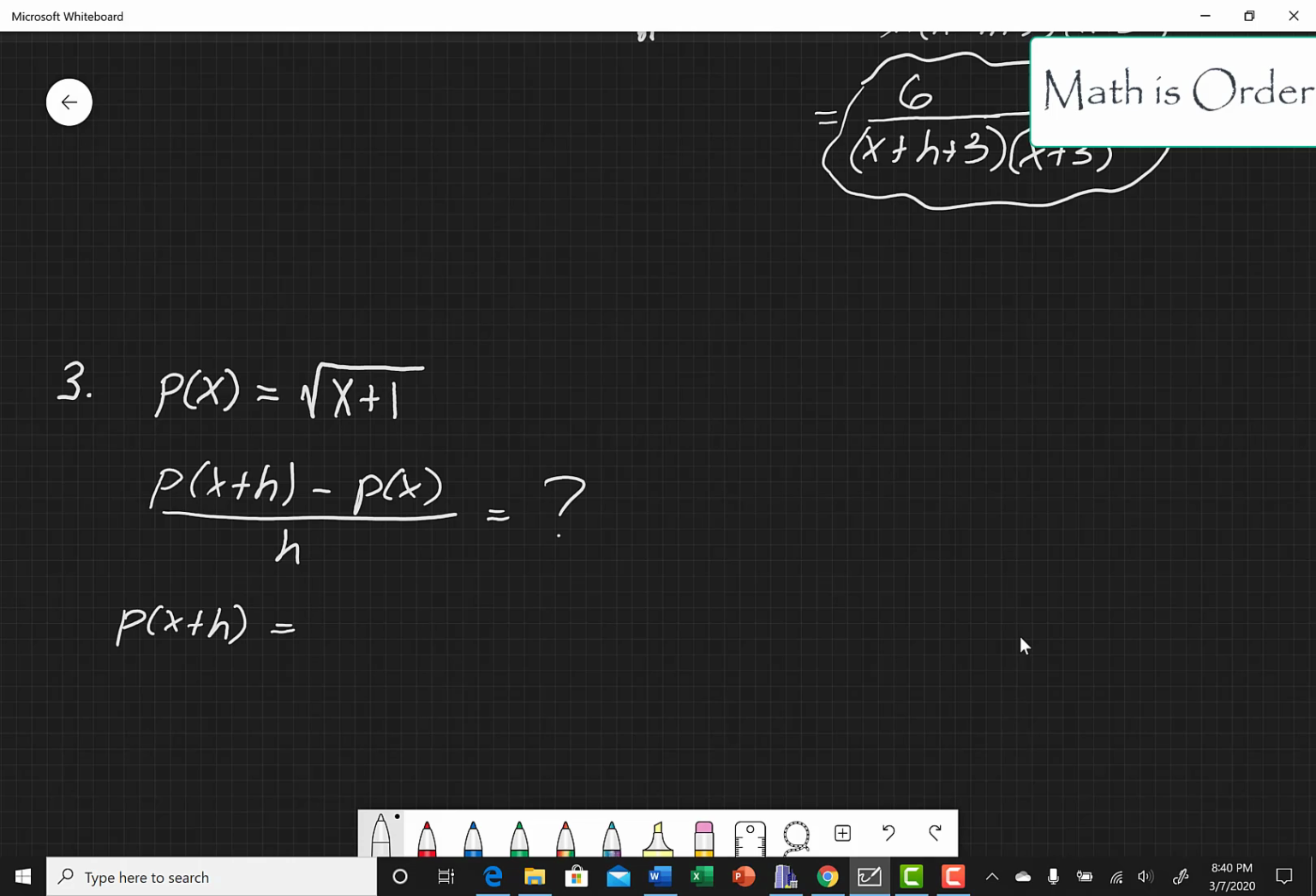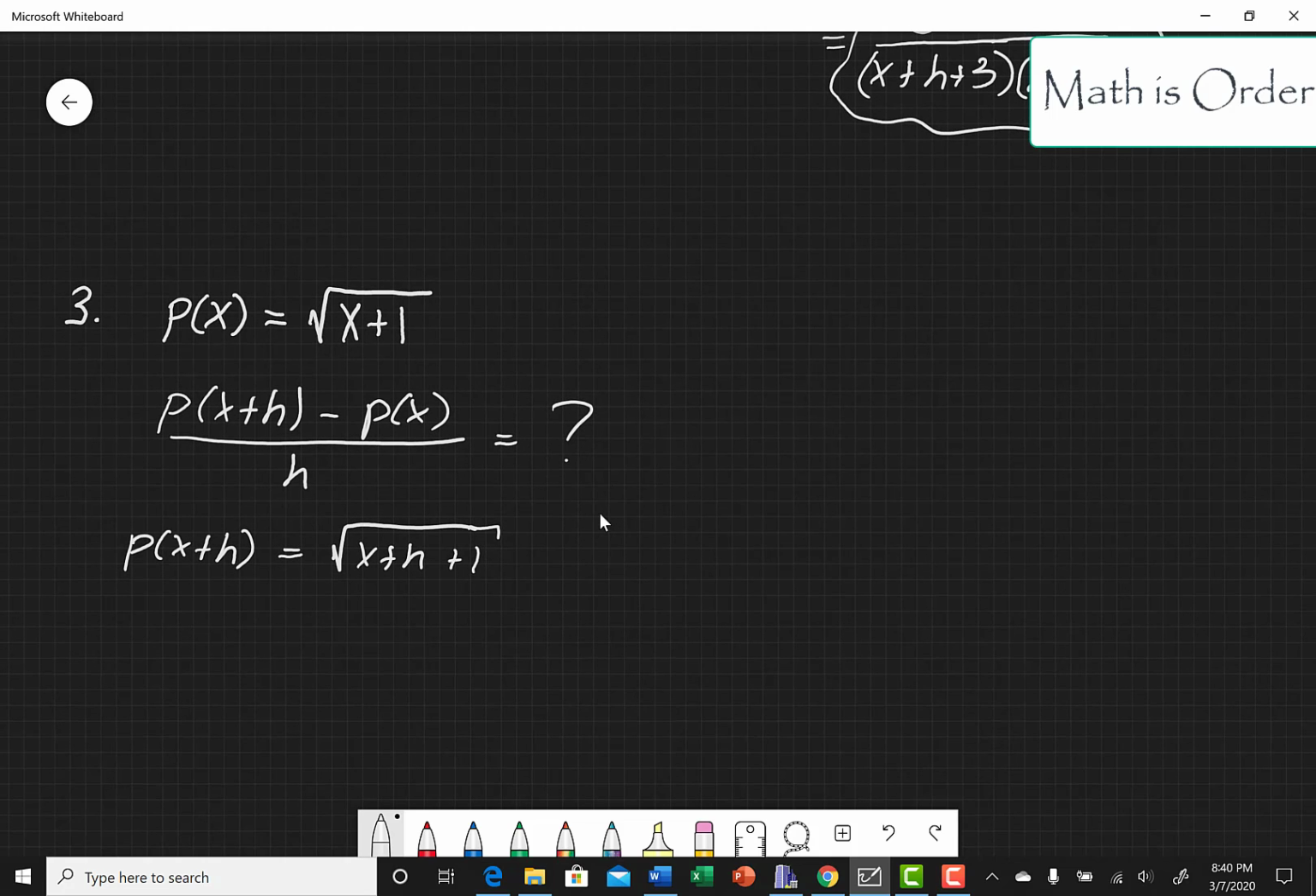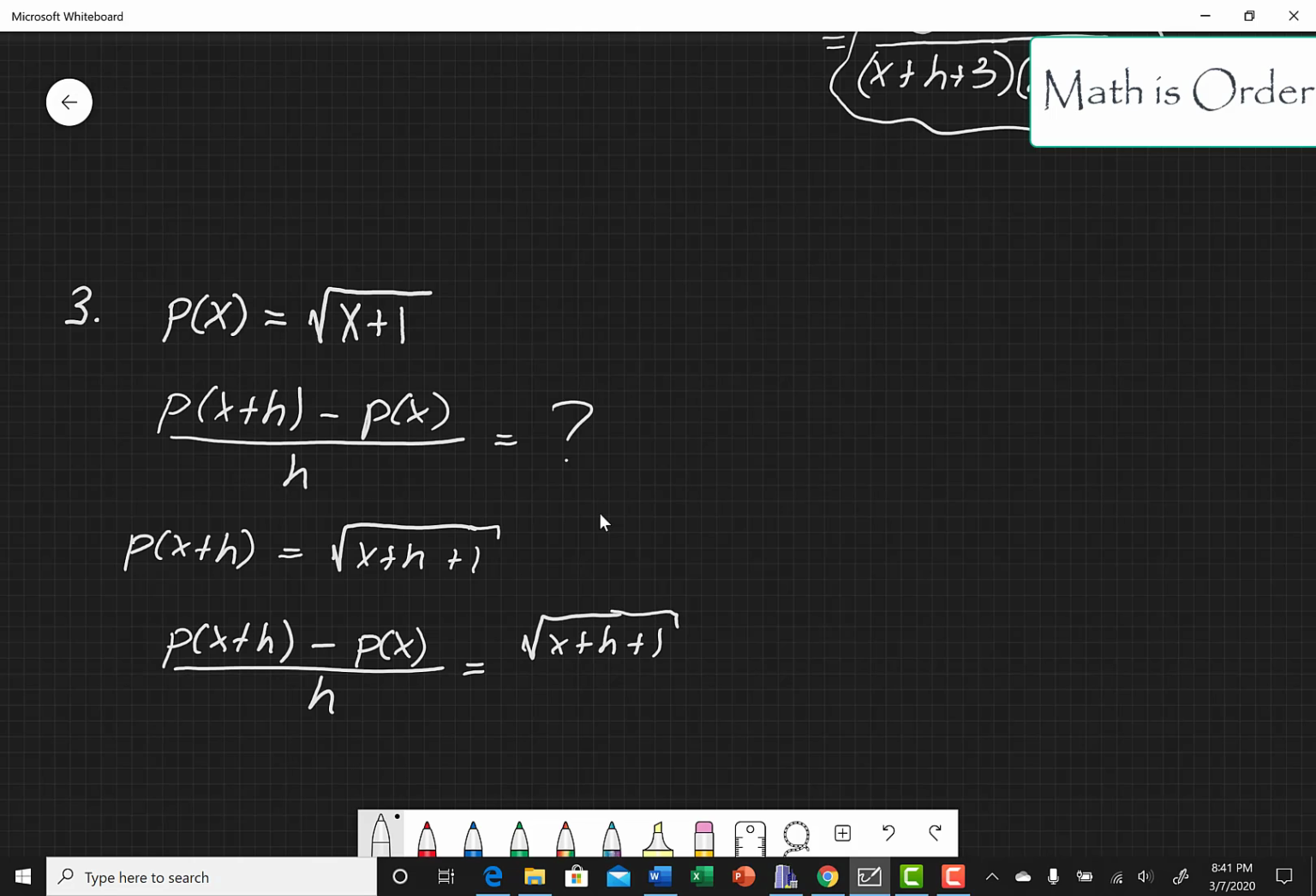And again, to find p of x plus h, everywhere we see x, we're going to replace it by x plus h. All right, so here's p of x plus h already. And now we just substitute this into the difference quotient. This will make us have p of x plus h minus p of x over h, which is going to give us square root of x plus h plus 1 minus square root of x plus 1 over h.